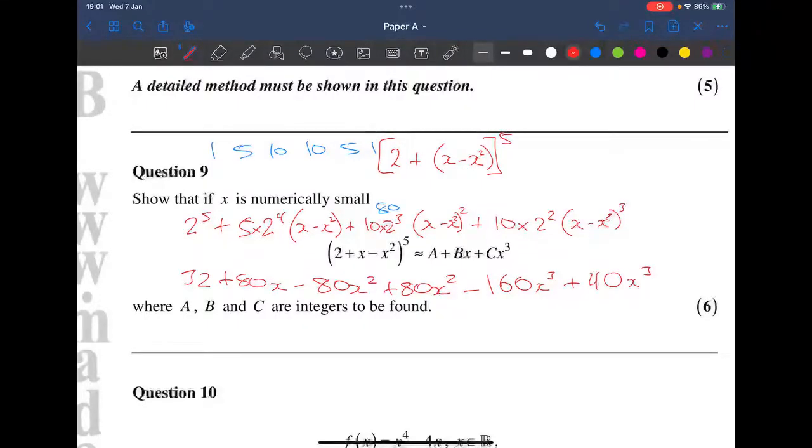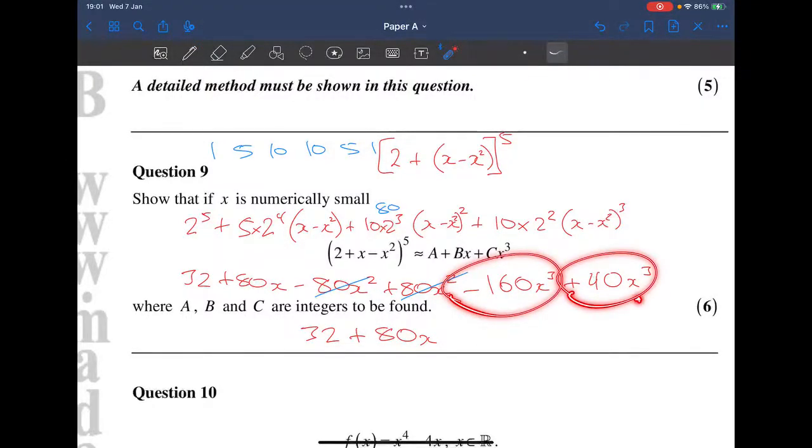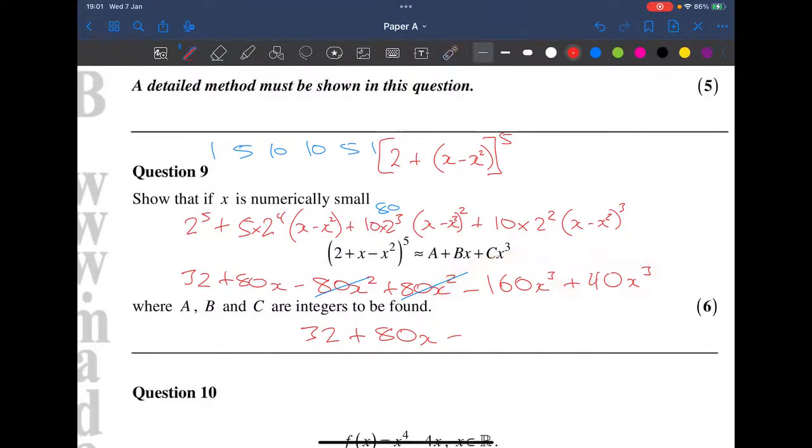And now, just a case of collecting all the like terms. We'll see some bits will cancel out. We have a negative 80x squared, positive 80x squared, so they cancel out straight away. And we're left with just a 32, just an 80x. And then if we think about these numbers, 40, take away 160, is negative 120x cubed.